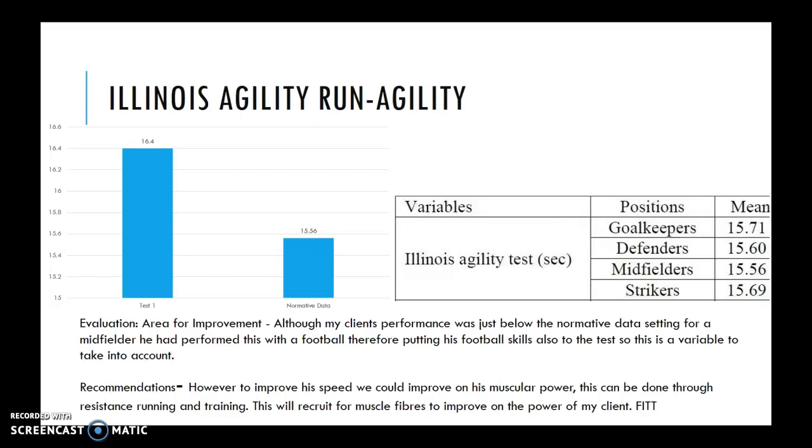This can be done through resistance running and training. This will recruit muscle fibers to improve on the power of my client. And we can also improve on his agility through ladder drills. These involve quick movements of the feet and multiple body parts to maneuver through the course. Yoga will also improve my client's balance, meaning they can turn and rotate much quicker, like they can be more agile with a higher balance.